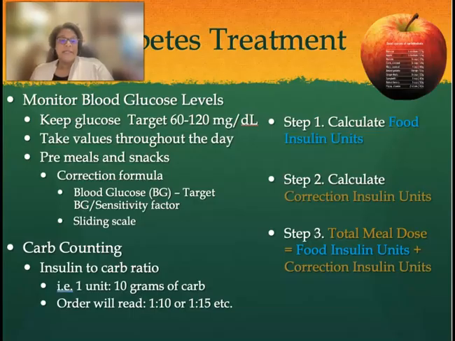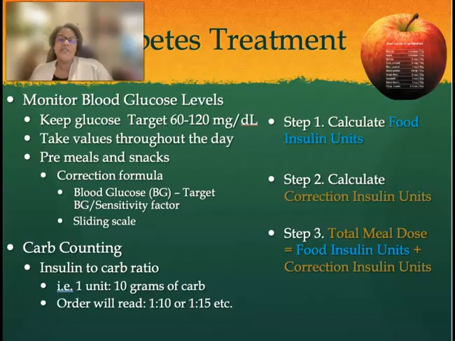Let's talk about the correction formula first. It's based off of the sensitivity factor, which is the amount of rapid acting insulin that will lower their blood glucose. And what we usually have is whatever their glucose is, and you then subtract that from their target, and then you end up getting this number. So I'll show you an example in just a second.